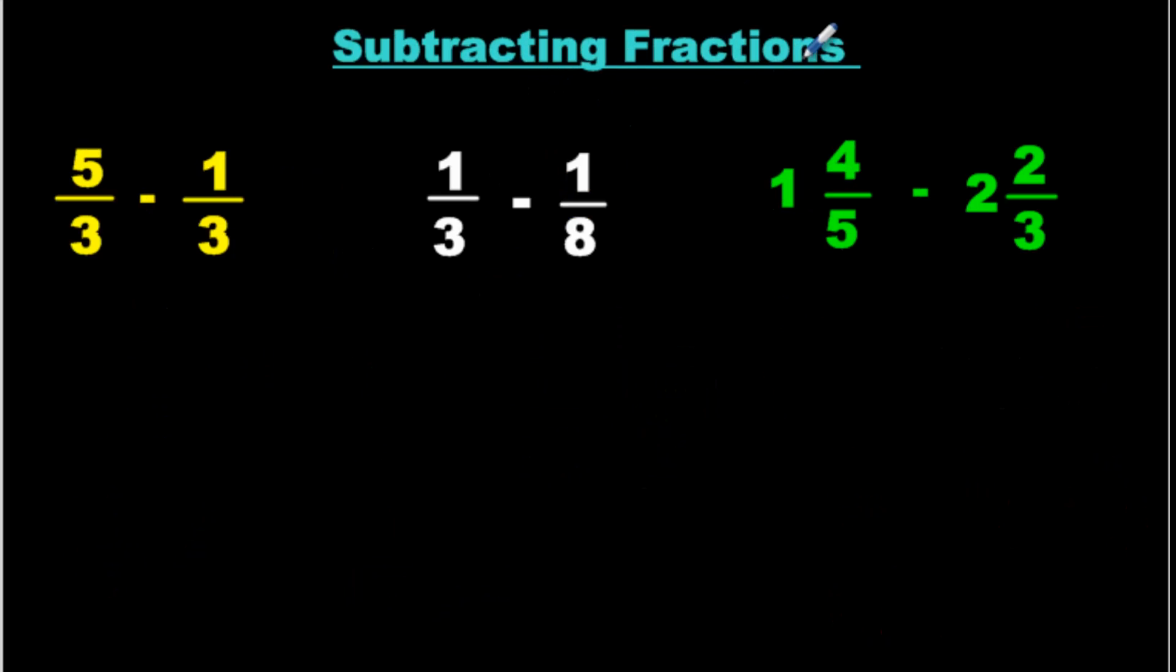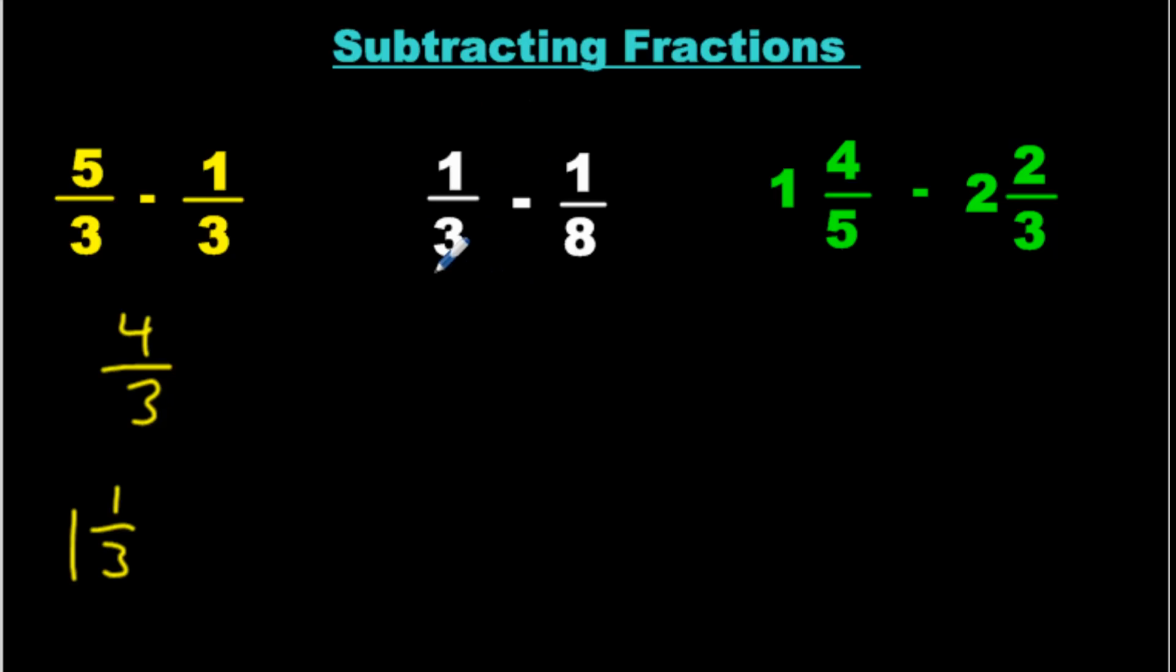Subtracting them would be the exact same principle, except we subtract numbers instead of add them. So we have common denominators, so we just subtract the numerators. We get 4 over 3. And then we see 5 take away 1 is 4, and then the denominator is the same. And that makes 1 whole and 1/3.